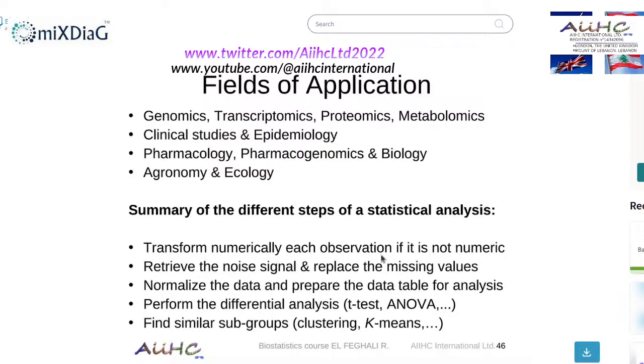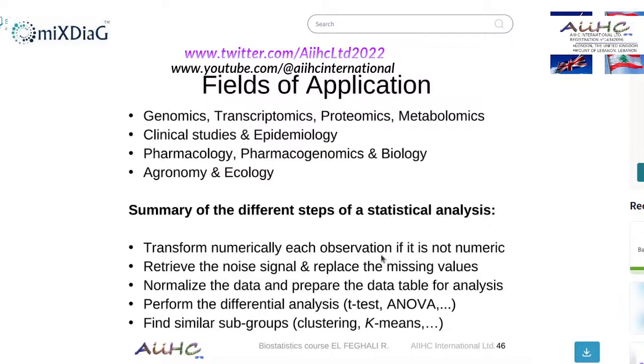Summary of the different steps of statistical analysis. Whenever you have your data and your database, you would like to make a statistical analysis by using what we've seen today. Step by step, progressively, you transform numerically each observation if it's not numeric. Indeed, you cannot analyze an alphanumerical database, so you need to have numerical values. If you have A, B, C, you transform them into 0, 1, 2, or 1, 2, 3. So that's what it means.